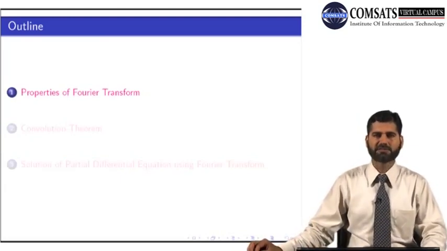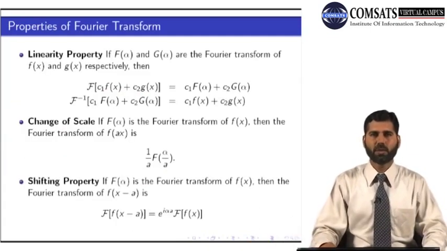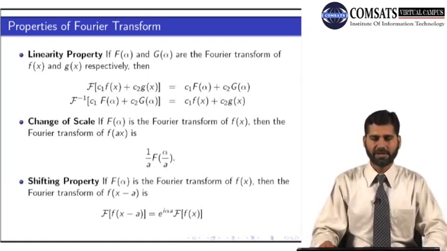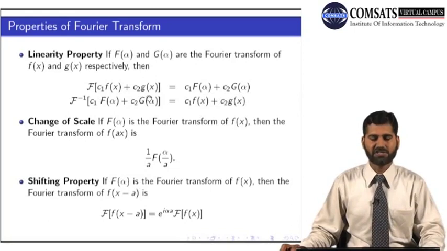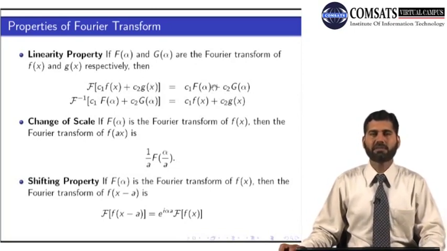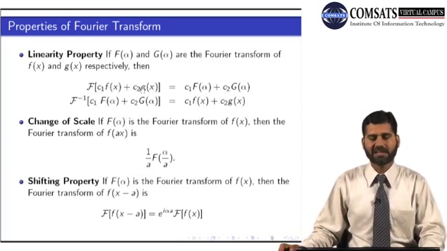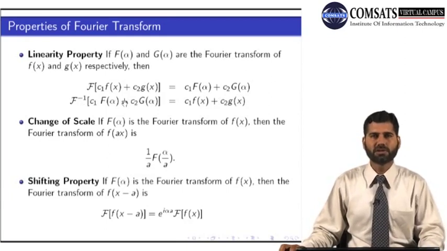Properties of Fourier transform. First of all, as in the case with Laplace transformations, Fourier transformations are also linear. All right. What do we mean by linear transformation? If you take the Fourier transform of a linear combination of f(x) and g(x), then it will be a linear combination of the Fourier transforms of f(x) and g(x). So you can take the Fourier transform of f(x) and g(x) directly, multiply by c1, c2 and add them up. Similarly, the inverse Fourier transform is also linear.